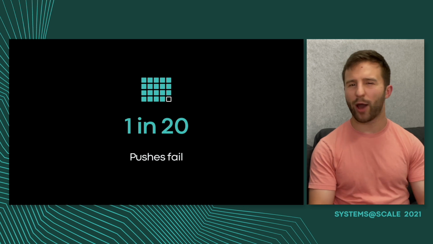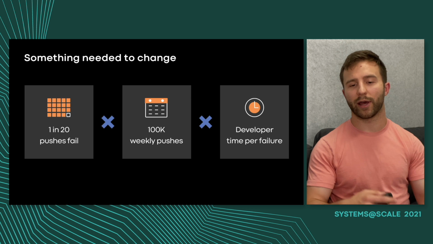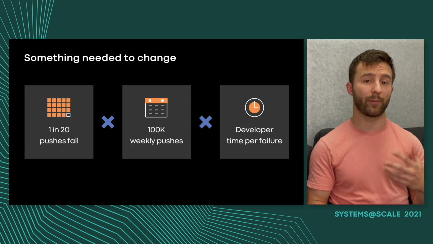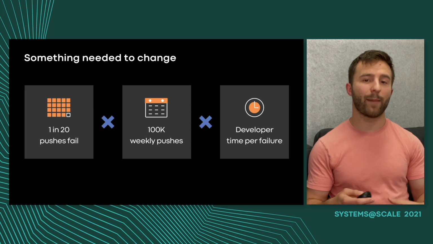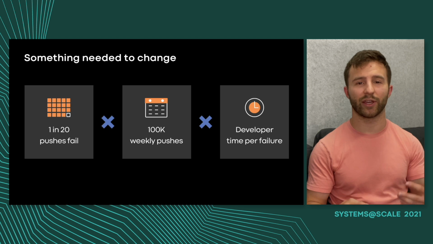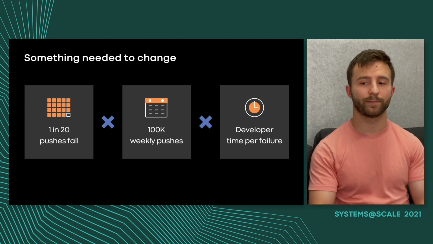So how bad is this? Well, if we take the percentage of pushes that are failing, and we multiply that by the number of pushes that are happening each week, and we multiply that by the developer time spent per failure, this amounts to some pretty significant costs for the company as a whole. So it was clear that something needed to change.